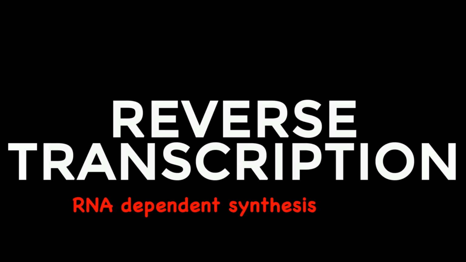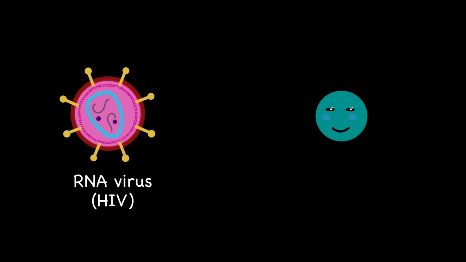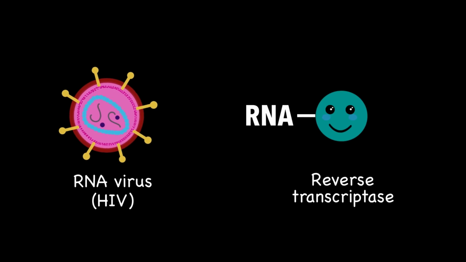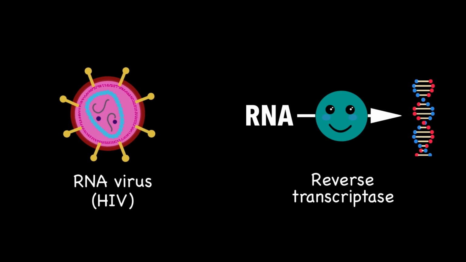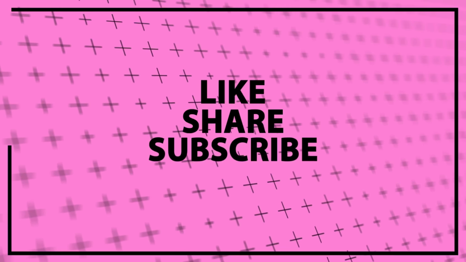This process is observed only in the machinery of a few viruses, as it requires a special enzyme called reverse transcriptase. So this was the outline view of the Central Dogma of Molecular Biology. In the next video, we'll see the detailed mechanism of DNA replication along with some animations.